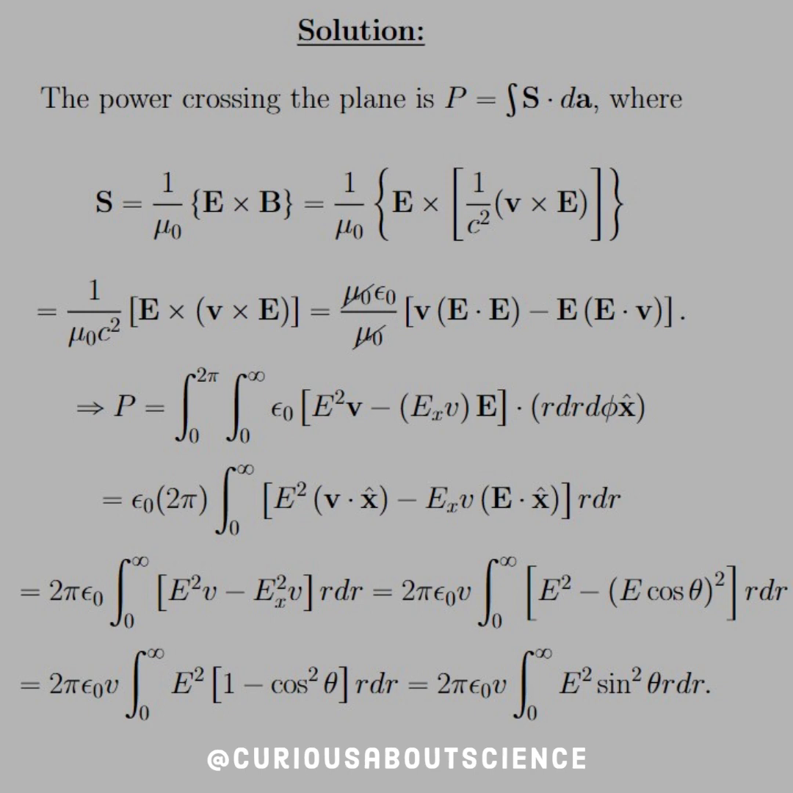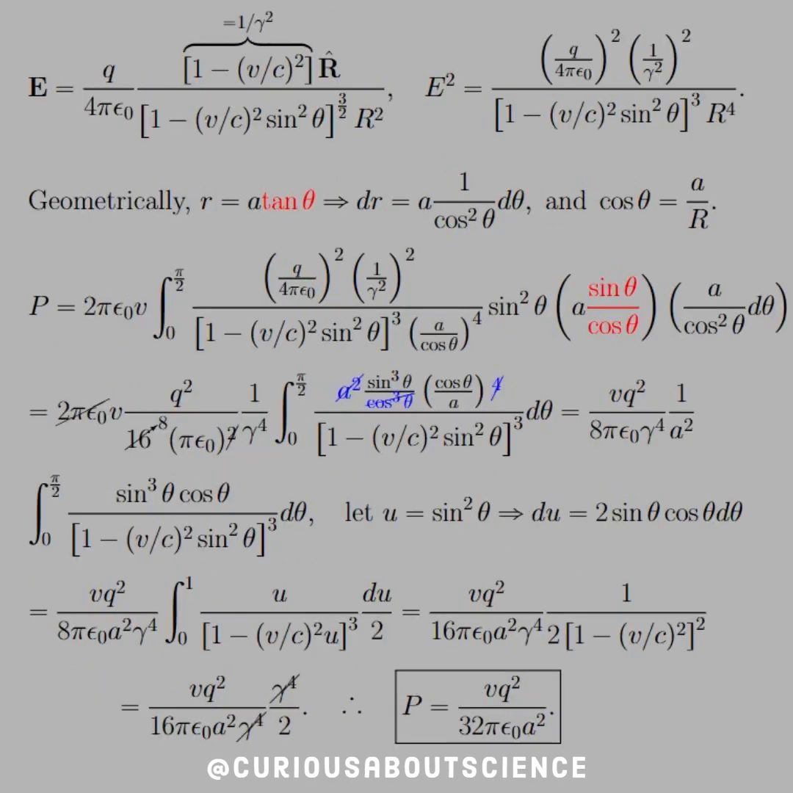Okay? And now is where the magic begins. So, with that, we know that E is equal to Q over 4 pi epsilon naught, and we see that for this point charge moving at constant velocity, we get 1 minus v over c squared, which we'll call 1 over gamma squared. That gamma, again, will come back again and again and again.